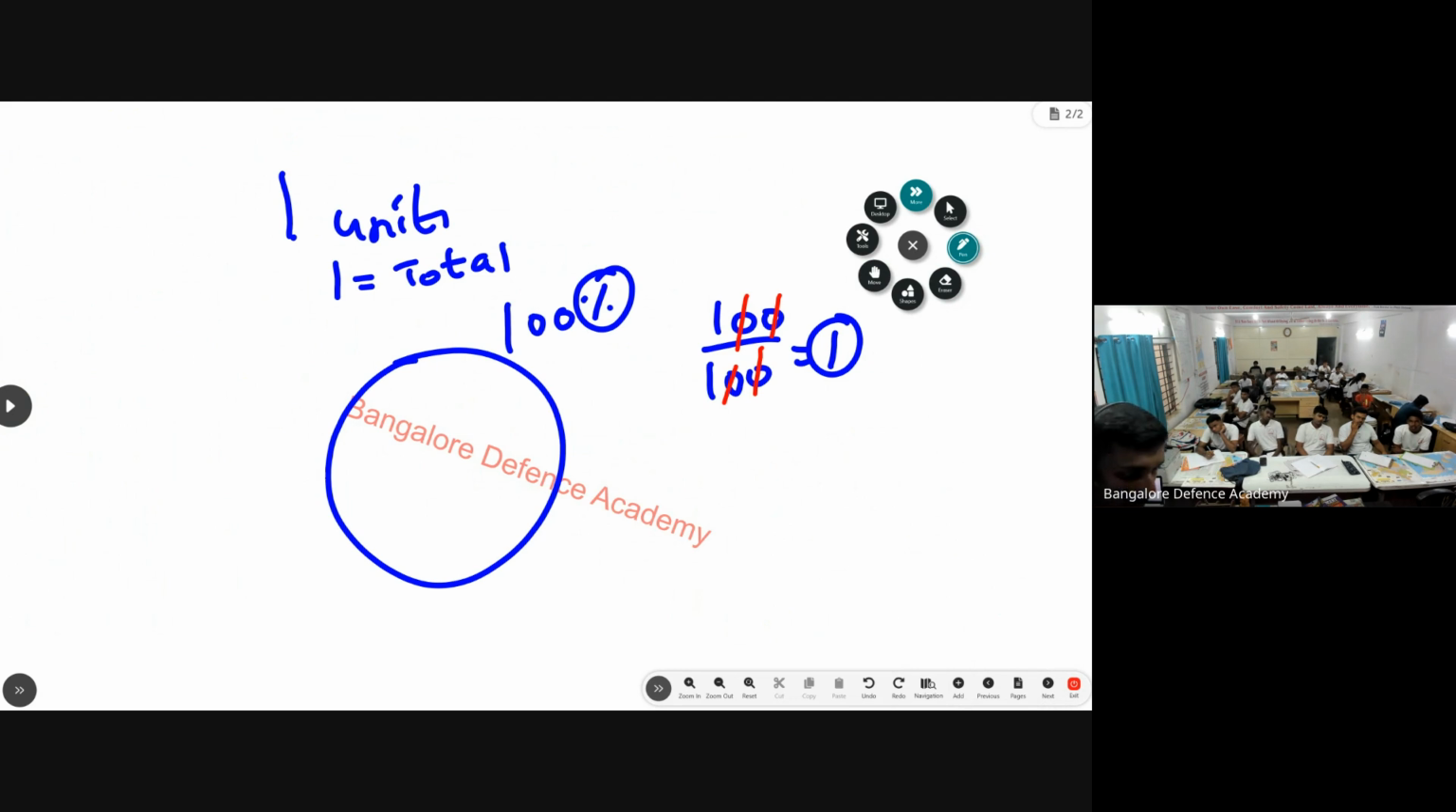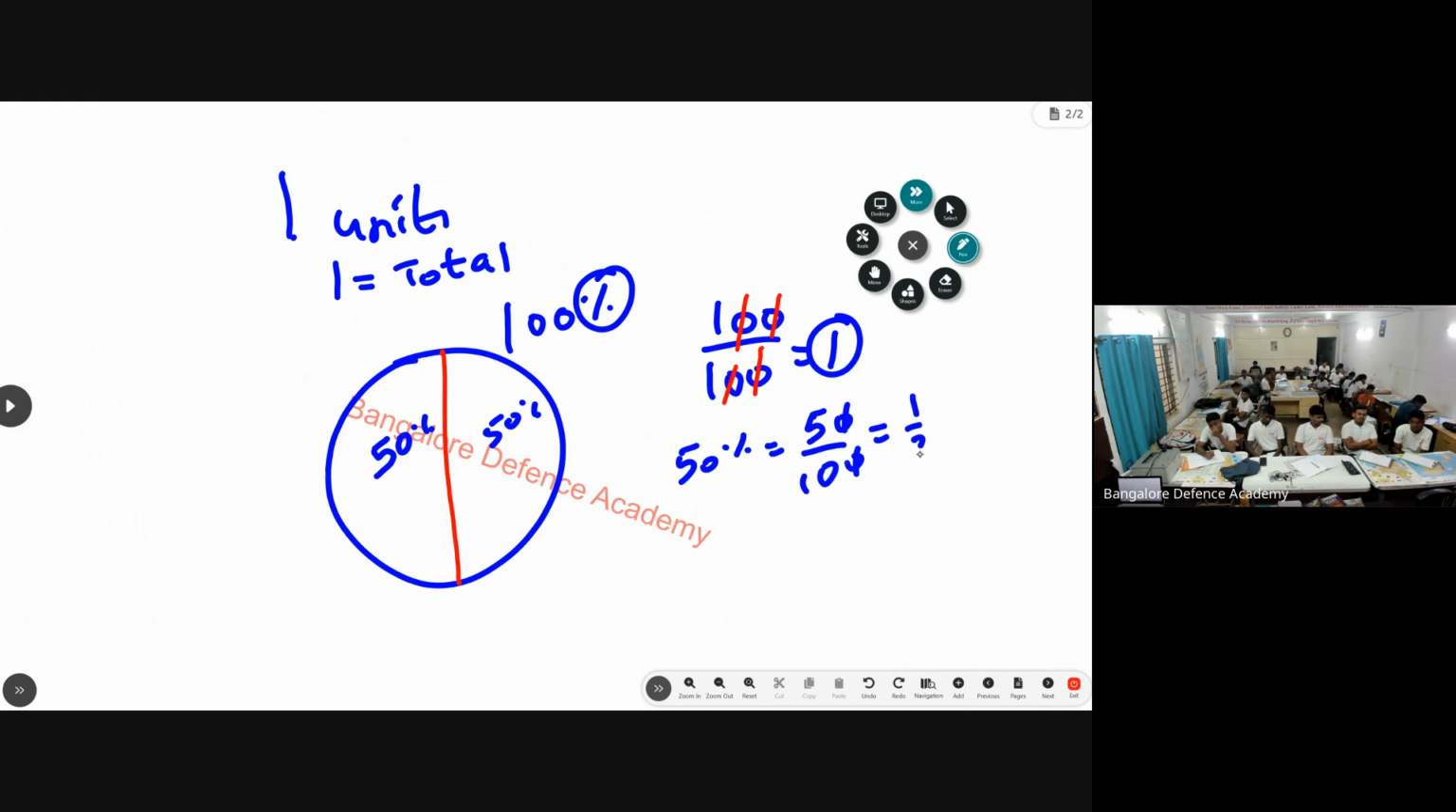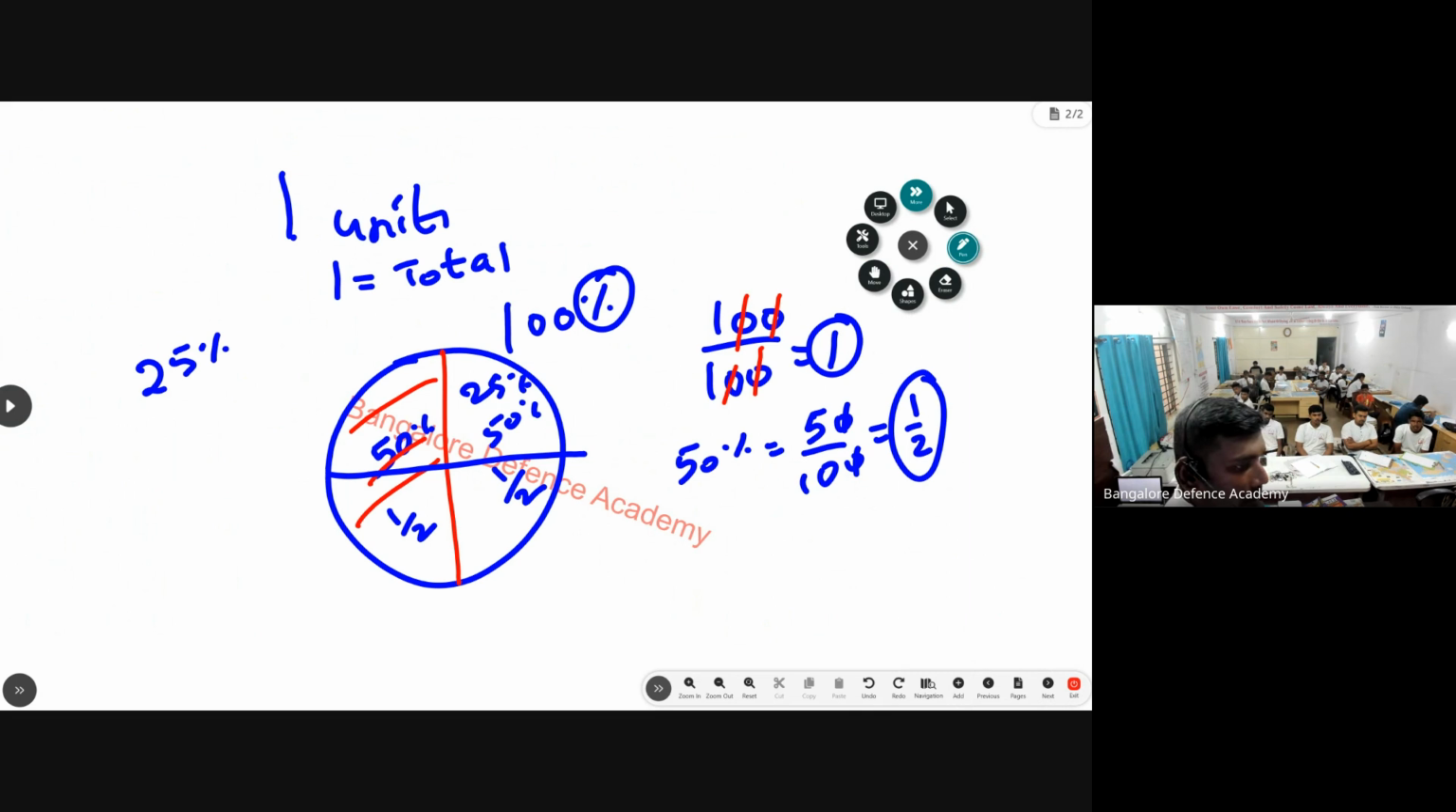Now complete, I can say some percentage. How much percentage here? 50%. So 50%, can I write 50/100? The zeros cancel. What is this? 1/2. That is why I call this a half circle, and this I also call a half circle. Now if I draw one more line like this, this I will call 25%. So 25% can be written as 25/100. 25 ones are 25, 25 fours are 100, so 1/4. What is the answer? 1/4.